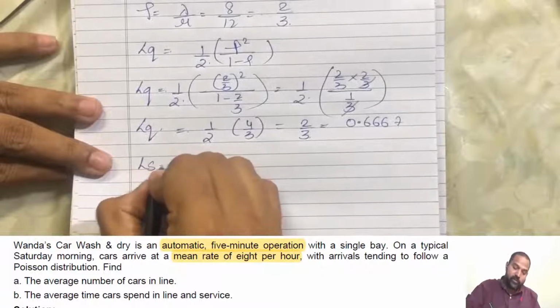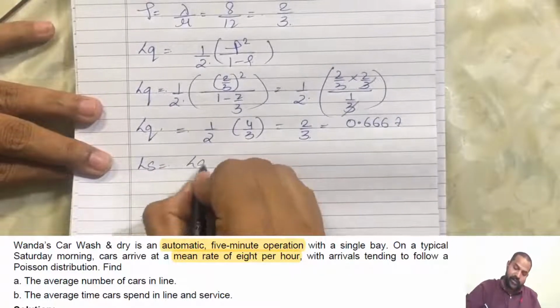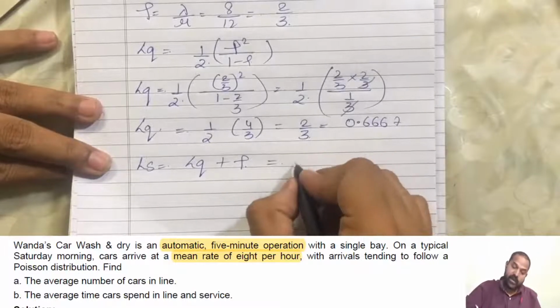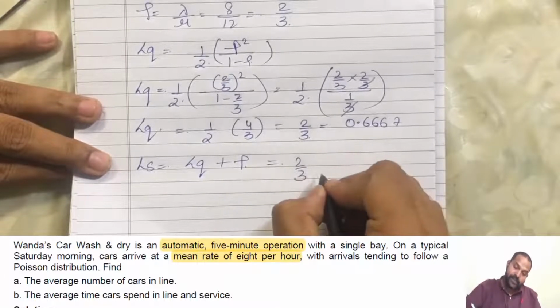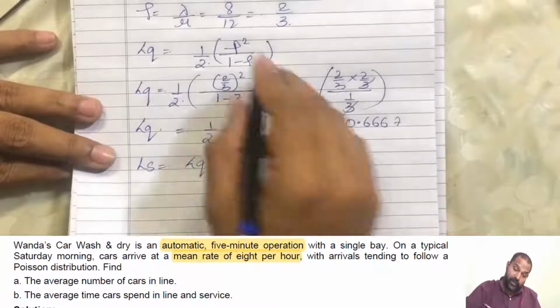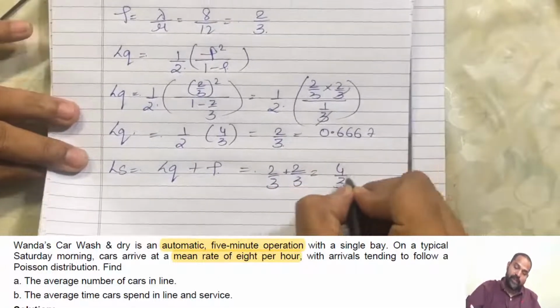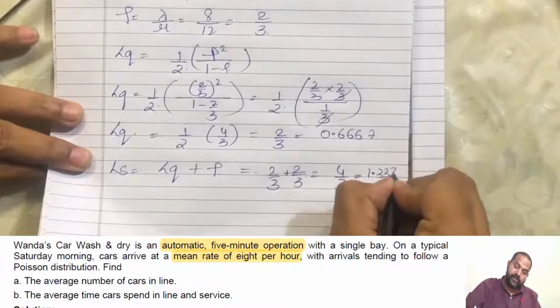What will be the length of the system? Well, that will remain the same. It is the length of the queue plus the part that is getting served. Length of the queue is 2 by 3. The value of rho is also 2 by 3, which gives 4 by 3, which is 1.333.